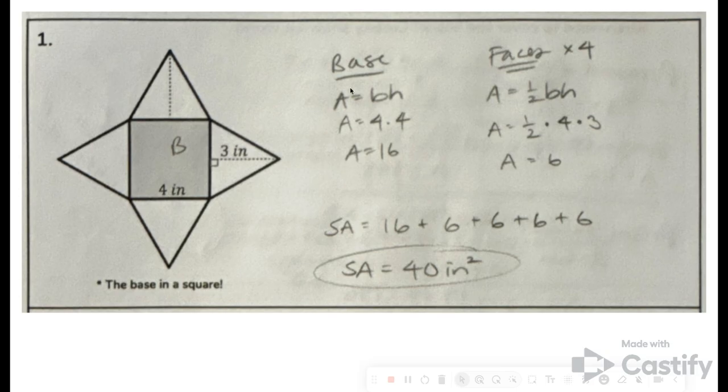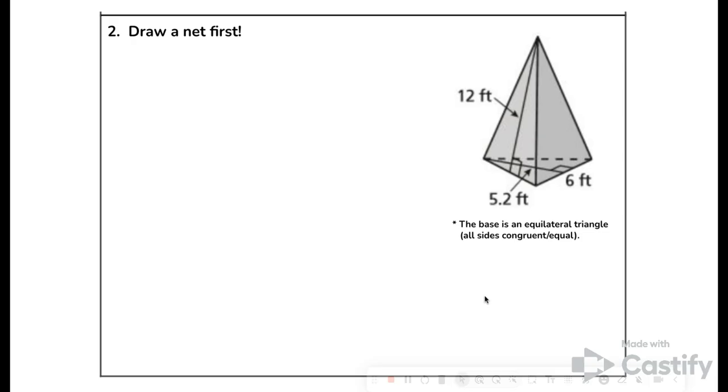Here's the area of the base. The area of one of the faces is 6. You need to add that 4 times, plus the 16 gives you 40 inches squared. On number 2 on this one, this is a little trickier. We've got a triangular pyramid.